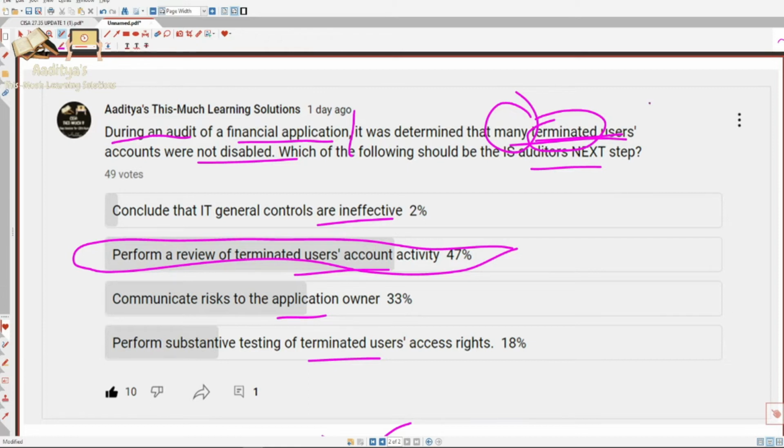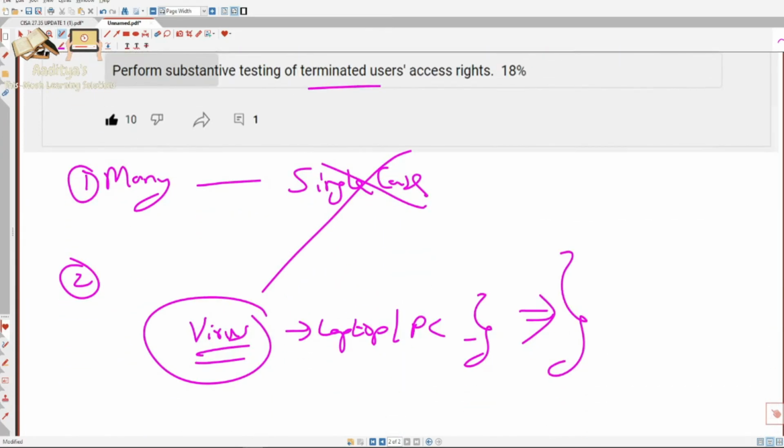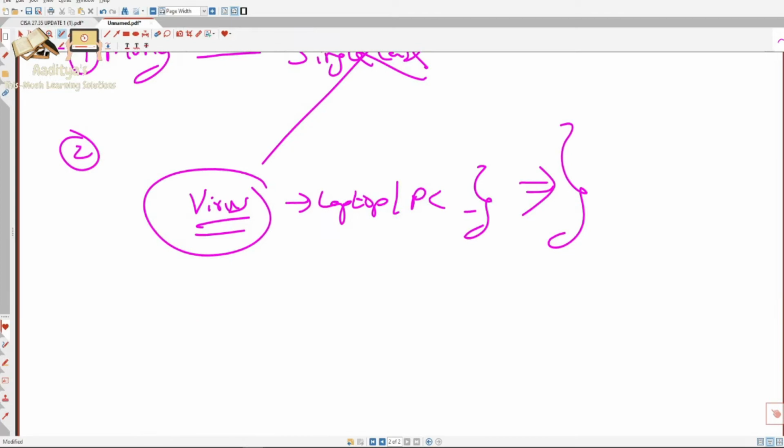The fact being that the users' accounts were not disabled for people who have left the organization, does it denote a control weakness? Yes. What these users will do is a different story. What they can do is a different story, but this itself is a risk, right? And we have seen questions in domain 1 where we were told that, let's say, there is a virus in your office, maybe a laptop or something.